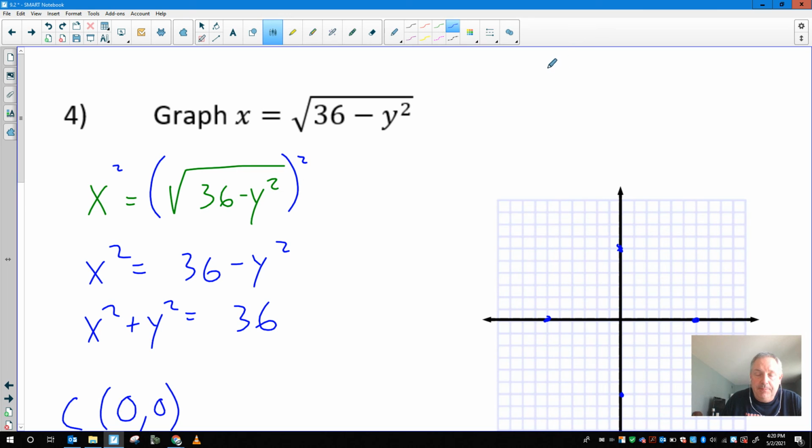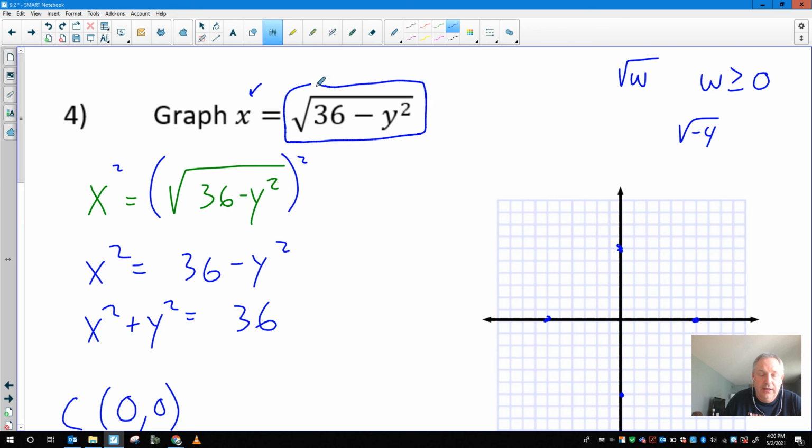If I have x equals the square root of something, like the square root of w, we learned a long time ago, if we're graphing, this can't be negative. If it's not graphing, then you can have imaginary numbers. Otherwise, we won't have a graph. Imaginary numbers don't show up on a graph. So w has to be greater than or equal to 0. If this is the square root of -4, it's not going to show up on a graph. So this value here can be 0 or it can be positive.